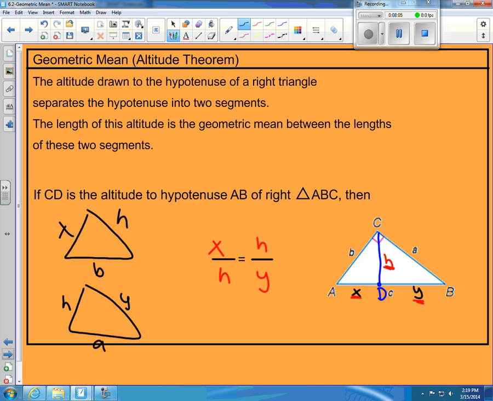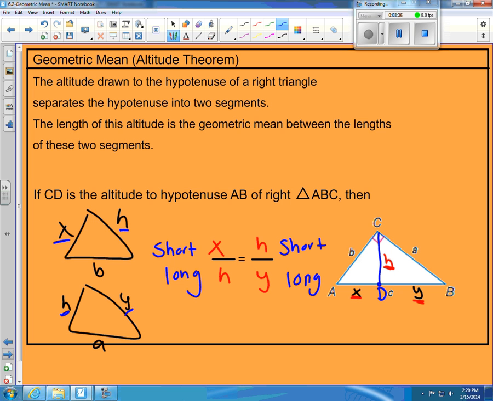We can say that X is my short leg over my long leg of H. H in my other triangle is now my short leg. And Y has become my long leg because I'm looking at a different triangle. So we have short legs over long legs. And we see that H is the long leg in one and the short leg in the other.